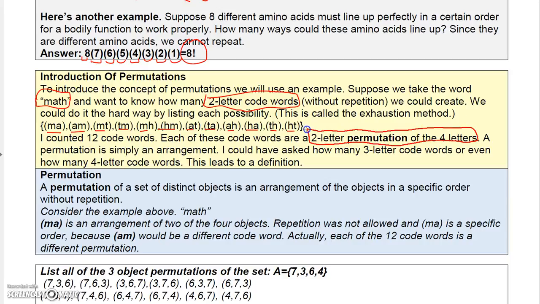So I'm not getting 4-letter permutations. I'm only getting 2-letter permutations. What a permutation is, is simply an arrangement. So each of those up there, MA, AM, MT, TM, and so on, is a 2-letter arrangement. And I could have said how many 3-letter code words or even how many 4-letter code words. So this leads to a definition of permutation.